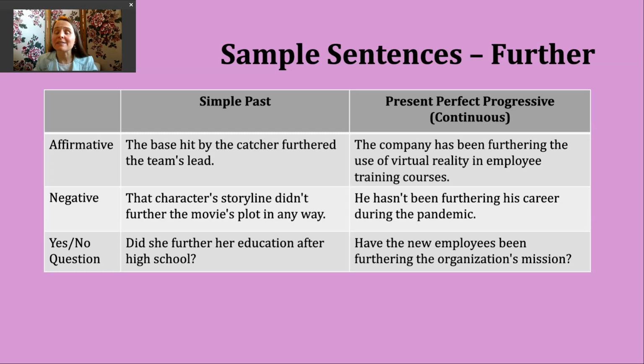Now, if we want to make a negative sentence in the simple past tense, our structure is going to be did not and then the base verb. So notice we're not using the ed form here. You can see that in the example. That character's storyline didn't further the movie's plot in any way. I've seen sentences like this before, analyzing movies. You might see something like that in a description reviewing theater work as well, or TV shows. But again, this goes back to that idea of developing.